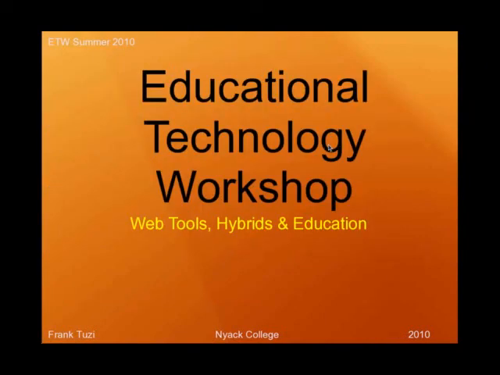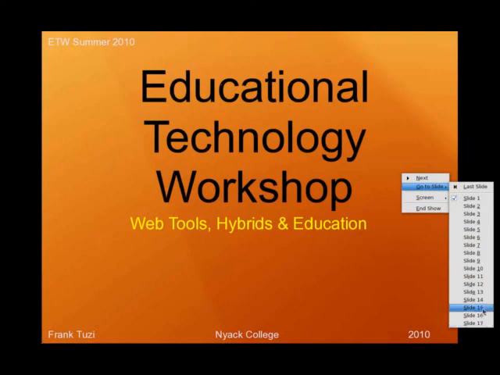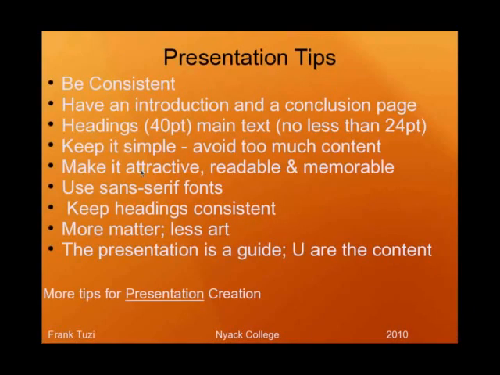So have an introduction, conclusion page, headings. No more than 40 points. Actually, that's the standard, 40 points. Big. Main text, no less than 24, so it should be rather large. So what would you say these are? That's what these are, 24? Yeah, that's my guess.